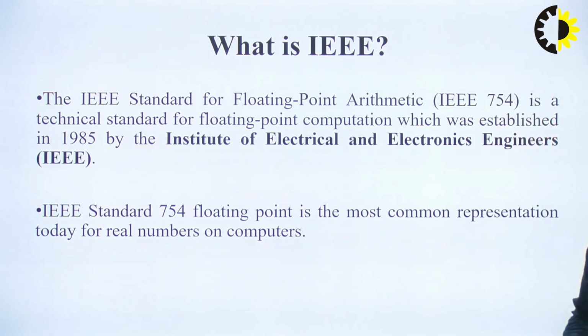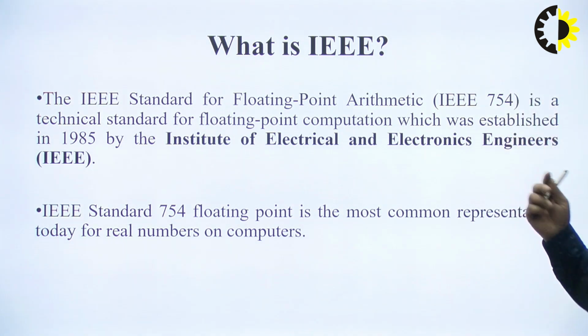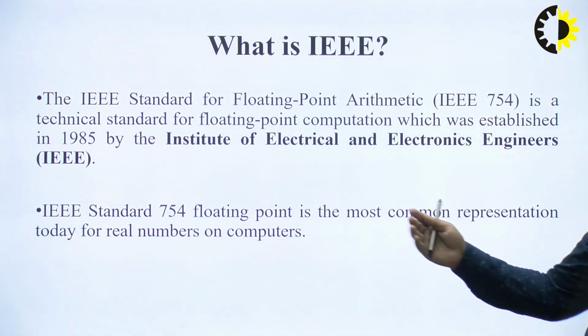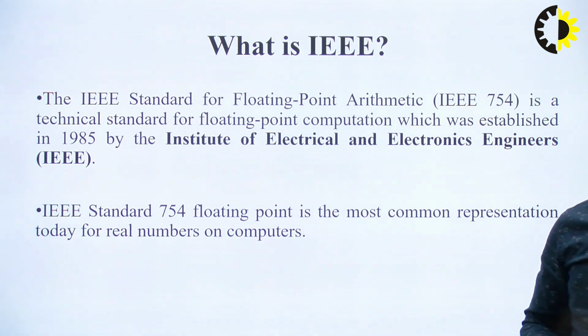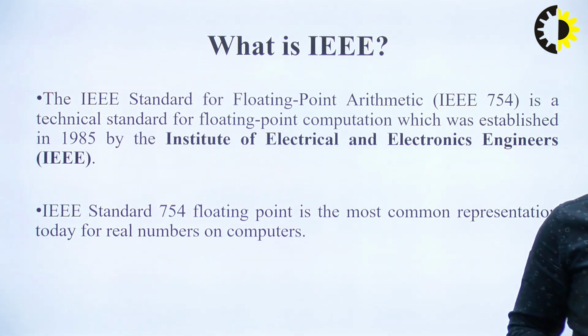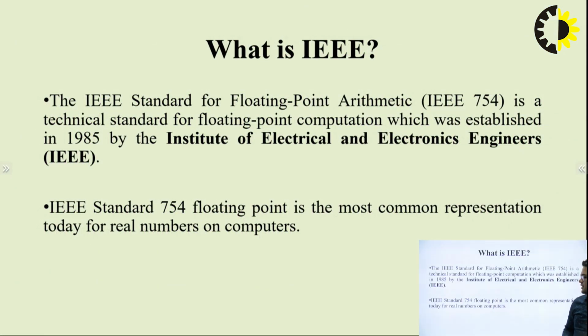IEEE is basically a standard for floating point numbers, which is a technical standard established in 1985 by the Institute of Electrical and Electronics Engineers. The IEEE standard 754 for floating point numbers is the most common representation nowadays for storing floating point numbers in computers, in many computers like Windows, Mac or any other computer system.